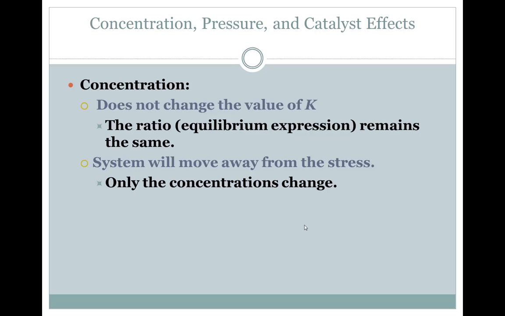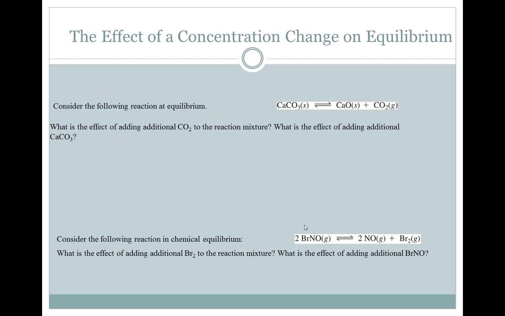It does not change the actual value of K, which is the ratio, the equilibrium expression, that remains the same. The system will move away from the stress, only the concentrations themselves change. So let's consider this reaction. Calcium carbonate reacts to form calcium oxide and carbon dioxide. What's the effect of adding additional CO2?